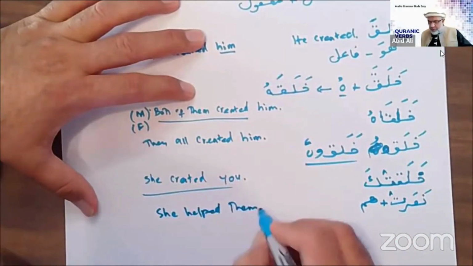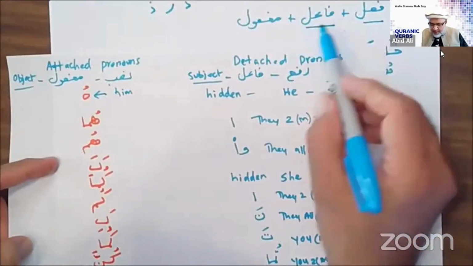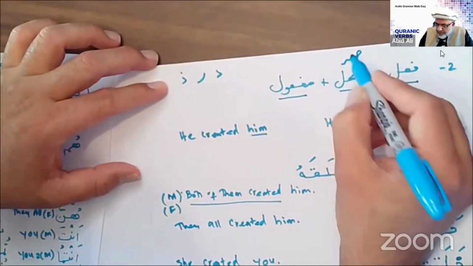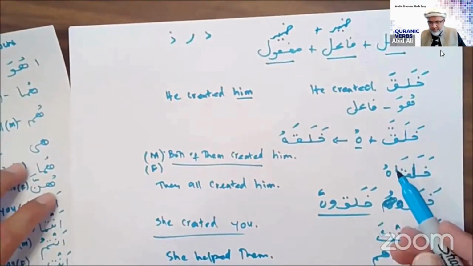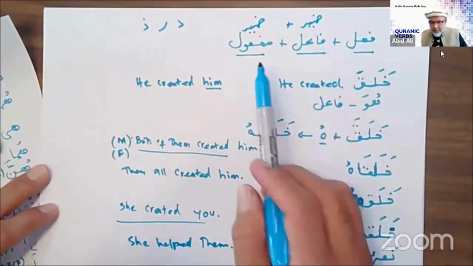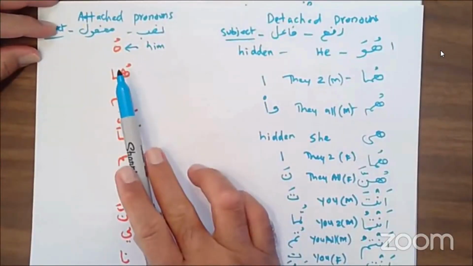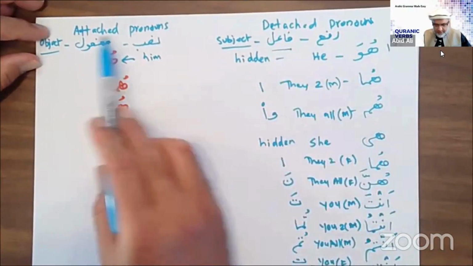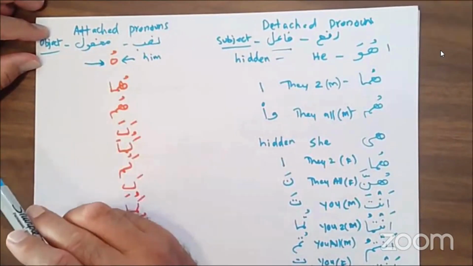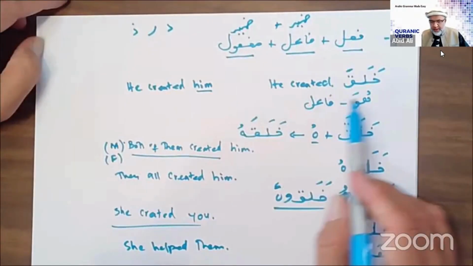By doing this exercise, the point I'm trying to make is that when you have a combination of fa'il and maf'ul, this is the example of zamir plus zamir. In these examples, are both the fa'il and the maf'ul pronouns? Pronouns are known as zamir, right? Look at the chart. These are the detached pronouns for the fa'il, and these are the attached pronouns for the maf'ul.